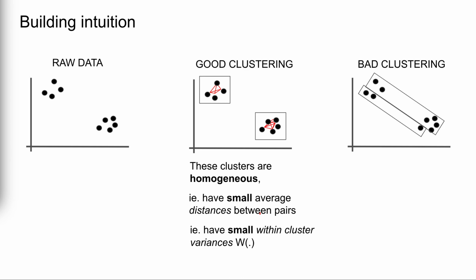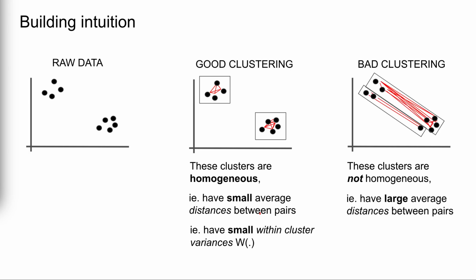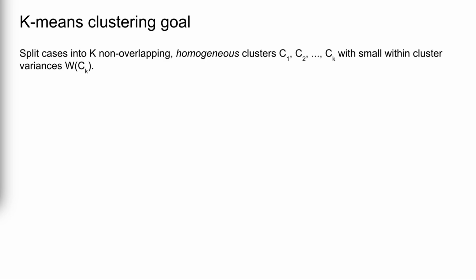In contrast, the clusters at right are not homogeneous. The cases within any one of these clusters have very different features. Or mathematically, the clusters have large average distances between all pairs, hence large within-cluster variances W. Thus, to reiterate, k-means clustering seeks to split cases into k non-overlapping homogeneous clusters C1, C2 up to Ck with small within-cluster variances W. Before writing out the formal algorithm used to achieve this goal, we'll walk through the steps for a theoretical example.